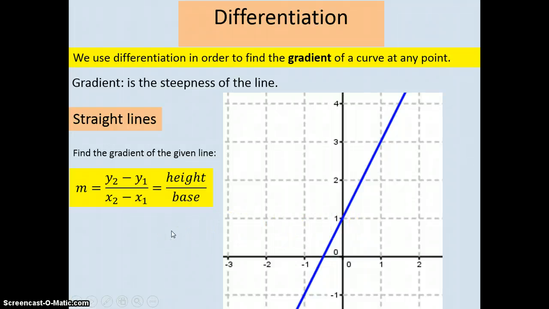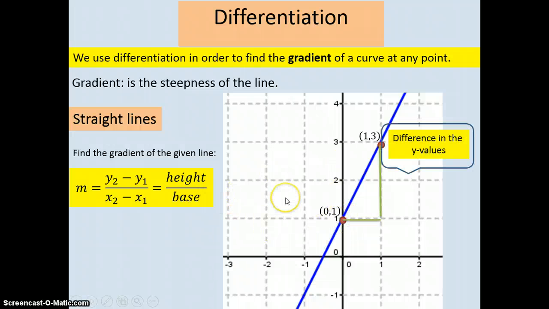So if we want to find the gradient of this line, we need to take 2 exact points. Actually, you can take any 2 points, but we prefer to take 2 exact points. So this is one exact point, and this is another exact point. Exact point means with exact coordinates. And we need to find now height over base.